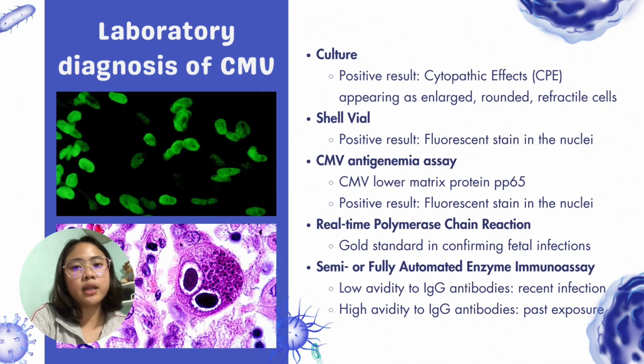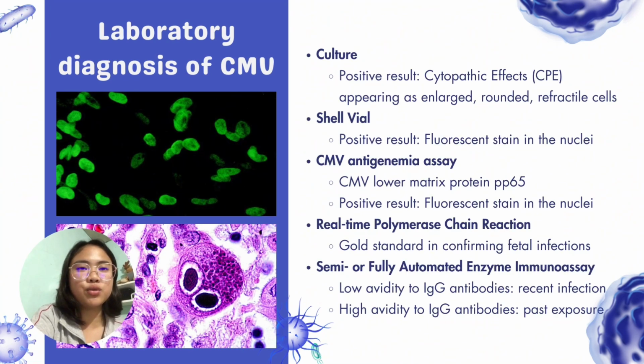Another common direct detection method is CMV antigenemia assay. So this detects the CMV lower matrix protein PP65 in infected leukocytes through immunocytochemical and immunofluorescent staining. So this assay is gaining wider use kasi we can detect the virus within 2 to 4 hours, and it also can give quantitative result. And ang positive result sa kanya is fluorescent stain in the nuclei.